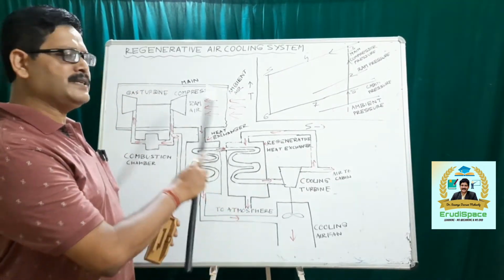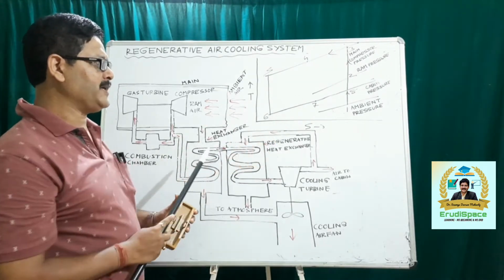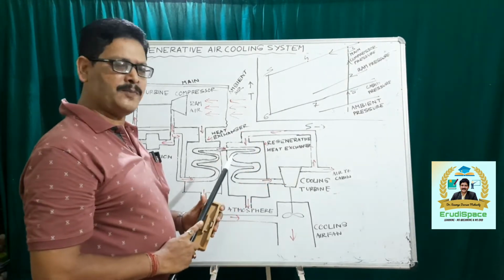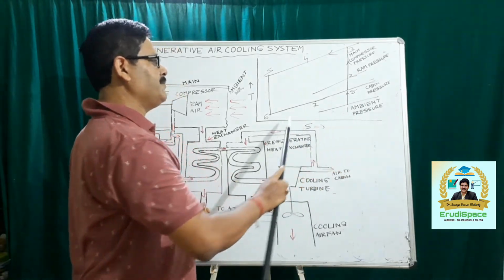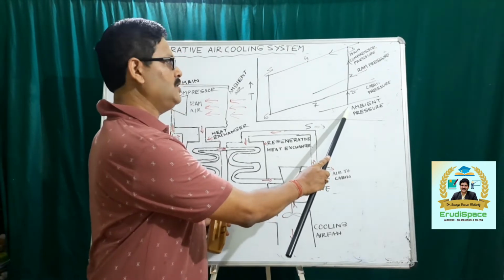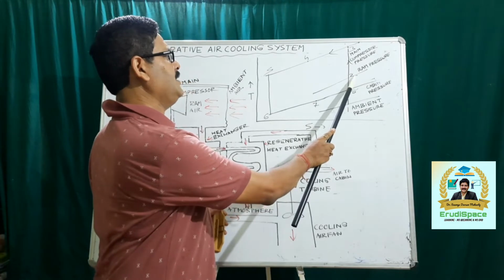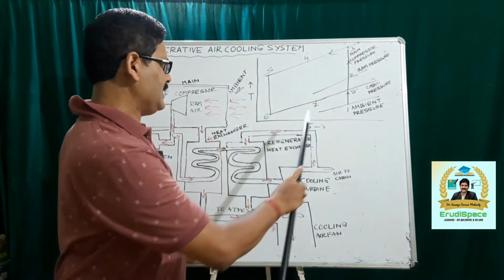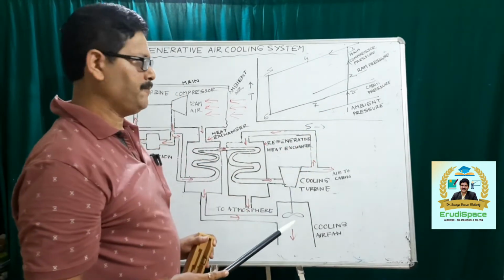All the processes can be discussed with the help of a temperature entropy diagram. This actually shows a temperature entropy diagram, and four pressure conditions are shown. You do have ambient pressure, you do have cabin pressure, you do have ram pressure, and then you have the main compressor pressure. And these lines actually represent the different pressures.